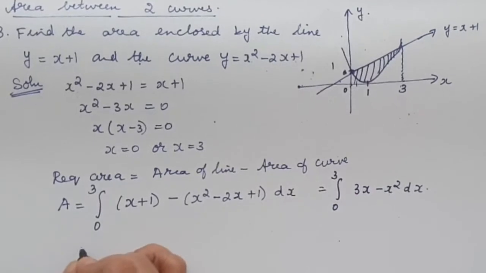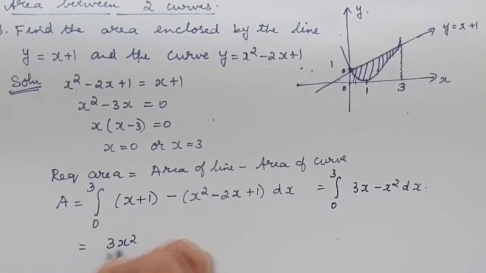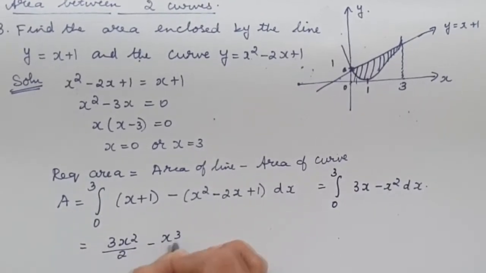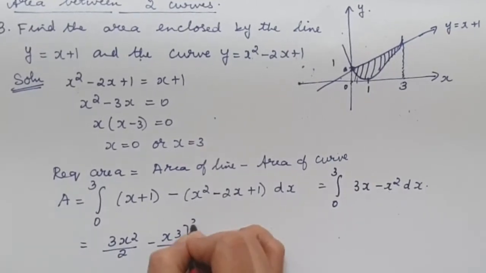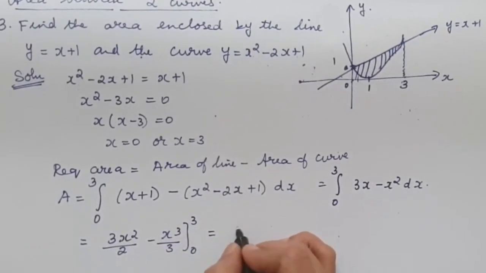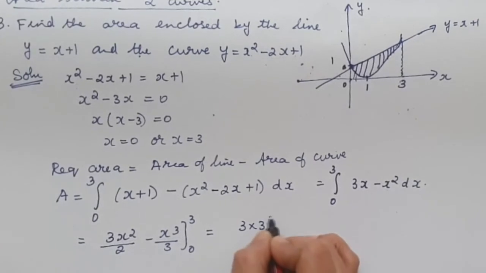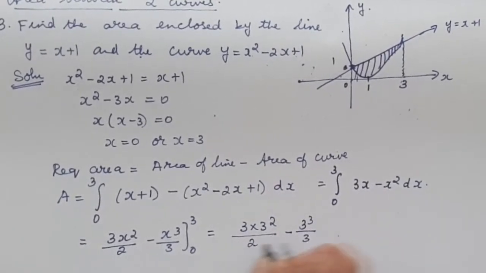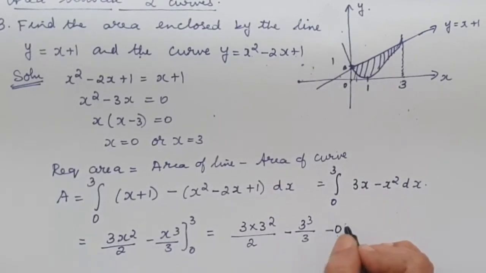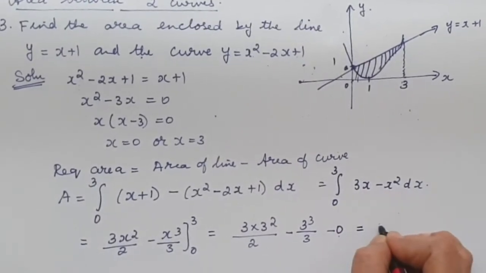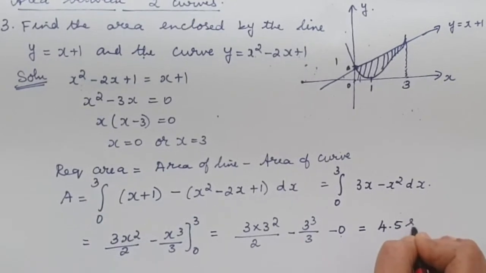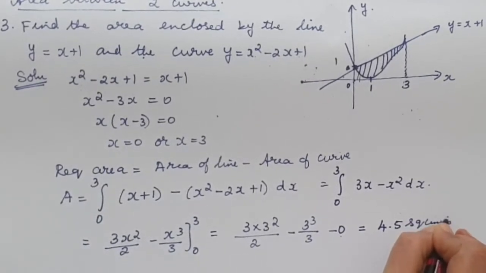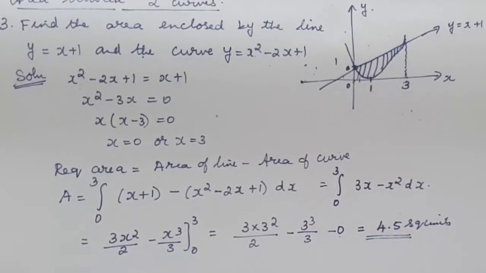So when we simplify it, it is 3x squared over 2 minus x cubed over 3 from 0 to 3. Substitute the upper value 3. So 3 into 3 squared over 2 minus 3 cubed over 3. And then when we substitute 0, we get 0. So our final answer will be 4.5 square units. Thank you.